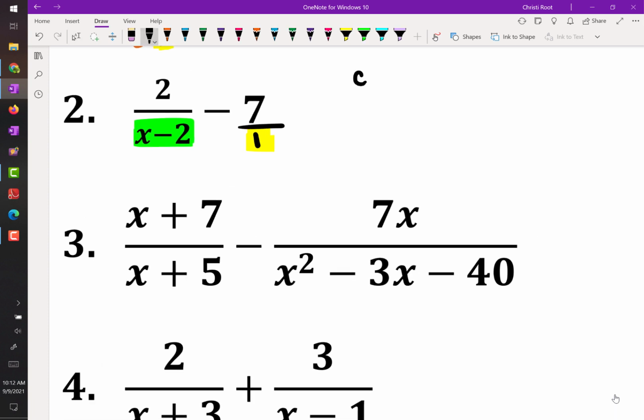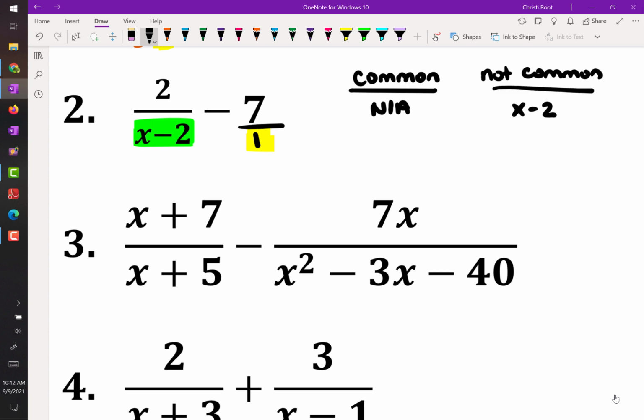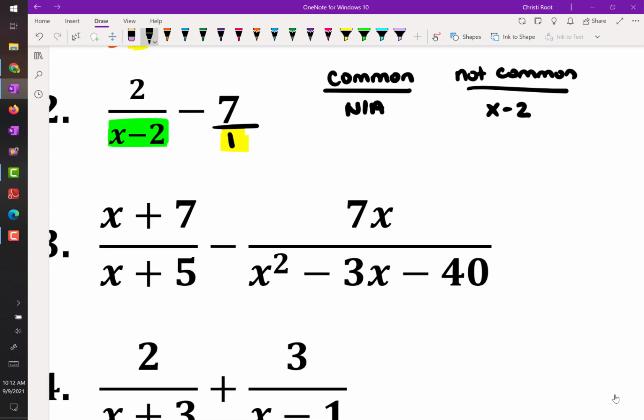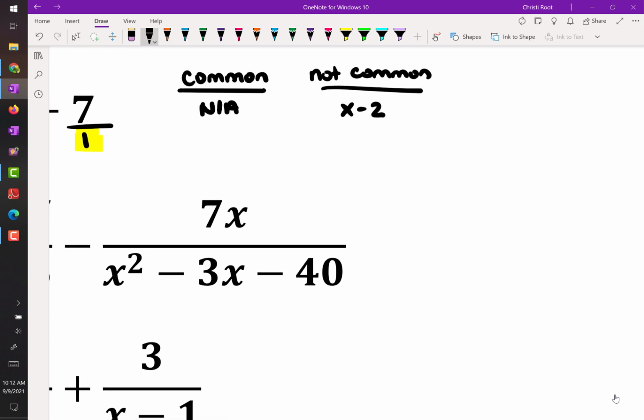Do we have anything in common? Well, the first one's a binomial, and the second one's not even a binomial, so they can't have anything in common. So I'm going to put NA. And then your leftover, so not in common, would just be x minus 2. I'm not even going to bother putting the 1 in there because it doesn't affect anything. So my LCD, so my common denominator, is going to be what I have in common, which is nothing, times what I have not in common. So I'm just left with good old x minus 2, and that's it.